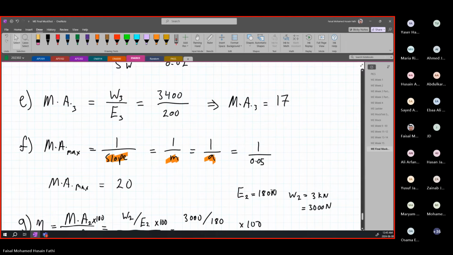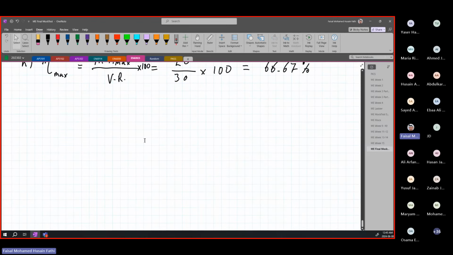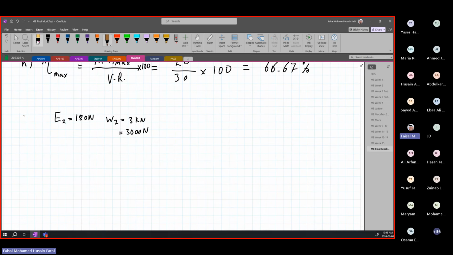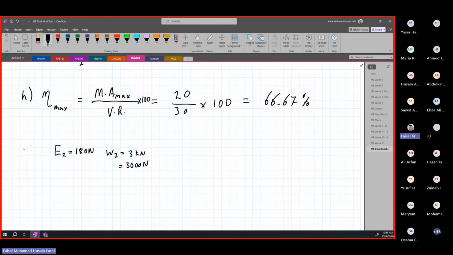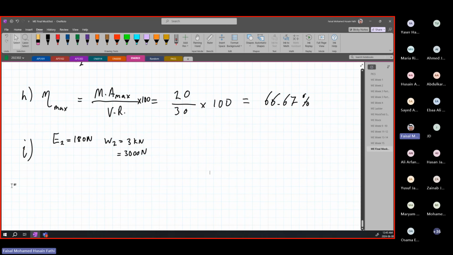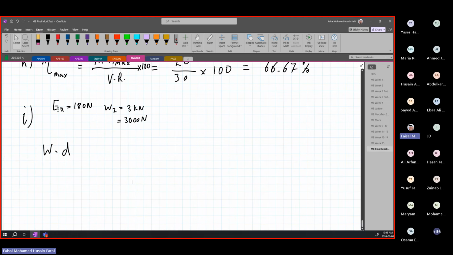All right? So for this case, E2 equals 180 and the workload is 3000 newtons. So this is part I. I forgot my alphabet for a second. Anyway, we need to find the work done. So we know how much work is done, how much the loss is present. How can we find loss?